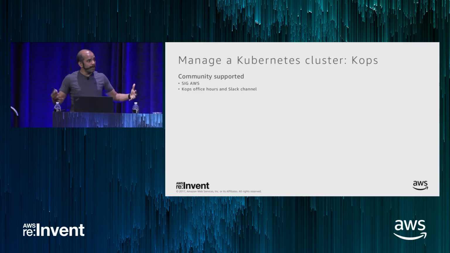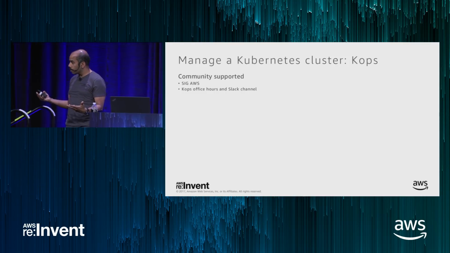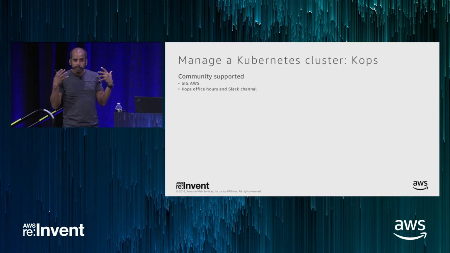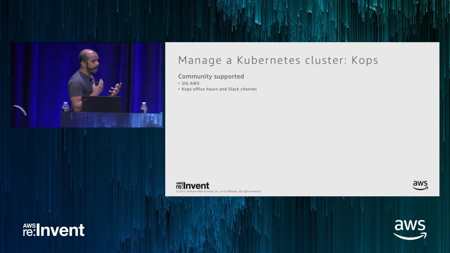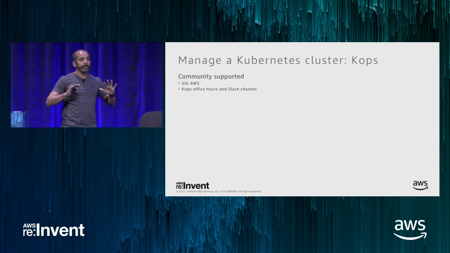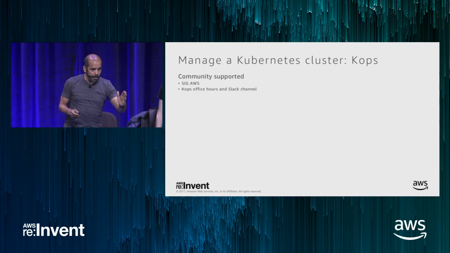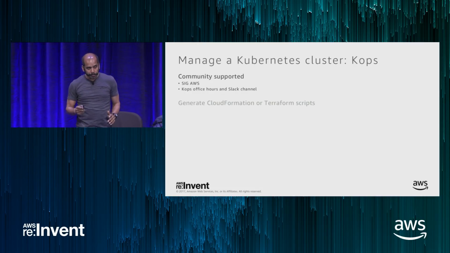Now, SIG AWS is where this is being discussed. There is a Slack channel for it, and there are office hours that happen every other Friday. So it's truly community supported. There is no real company behind it. There is no production support. If you run it on your own, there are all the tools available in terms of upgrading and all those things, but you're on your own or rely upon office hours.